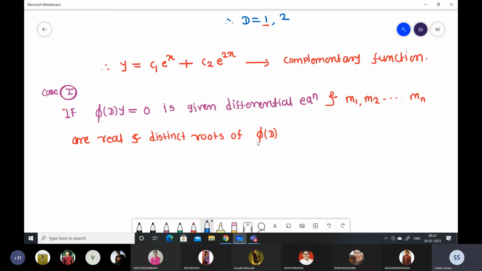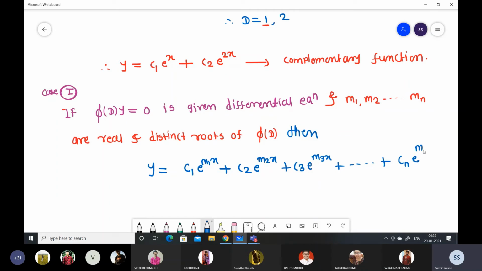And in this case, y can be written as c1 e to the power m1 x plus c2 e to the power m2 x plus c3 e to the power m3 x, and so on. Corresponding to the last root, we have c suffix n e to the power m suffix n x in general. So this is the way of writing the solution corresponding to roots which are real and distinct. So this is case number one.